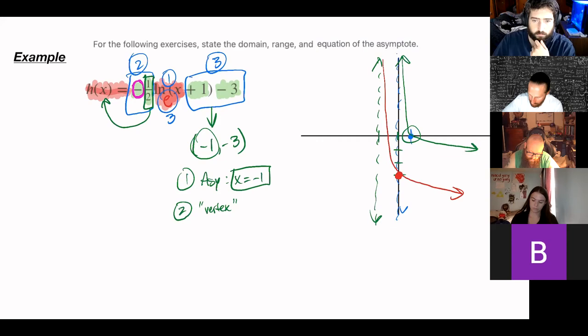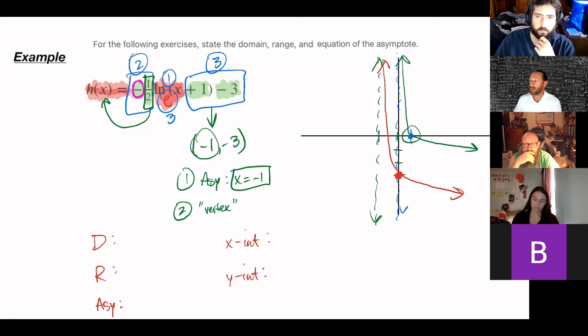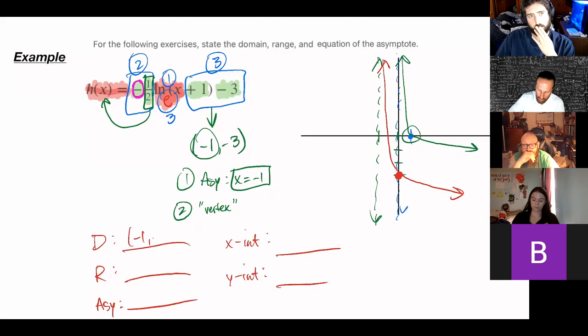They asked for the domain and range and all that stuff. You should be able to tell me. Even if I asked for the x or y intercepts, you should be able to find and or tell me. Quick, domain. -1 to infinity. Very good. Not including either of those values. Range. All reals. Good. Or negative to positive infinity. Excellent.